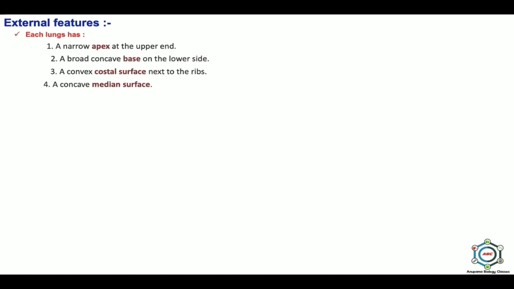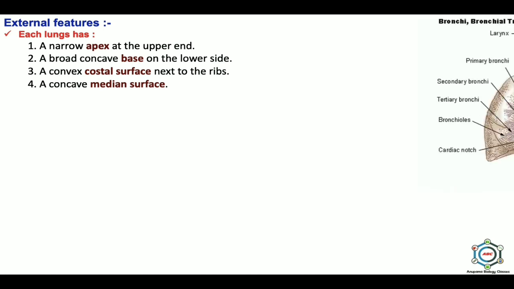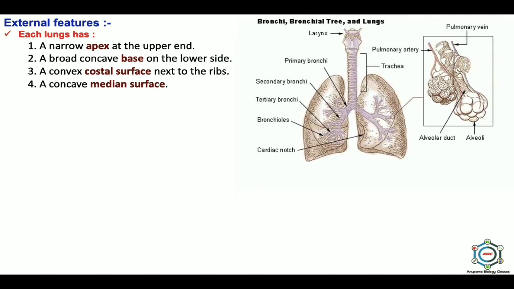Now, the external features of the lungs. Each lung has a narrow apex at the upper end, a broad concave base at the lower end, a convex costal surface next to the ribs, and a concave medial surface. You can see in the picture.